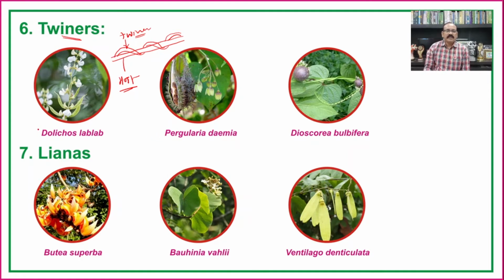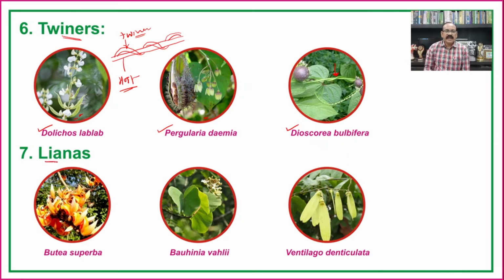The most common example is Dolichos lablab. On the basis of its pods, we are able to identify this plant, which is a common vegetable. Then Pergularia daemia of the family Asclepiadaceae, which is also a common weed in most areas, and also the wild plant Dioscorea bulbifera. So these three plants twine around the support. Here we are able to identify the twining stem. Such plants are known as twiners.